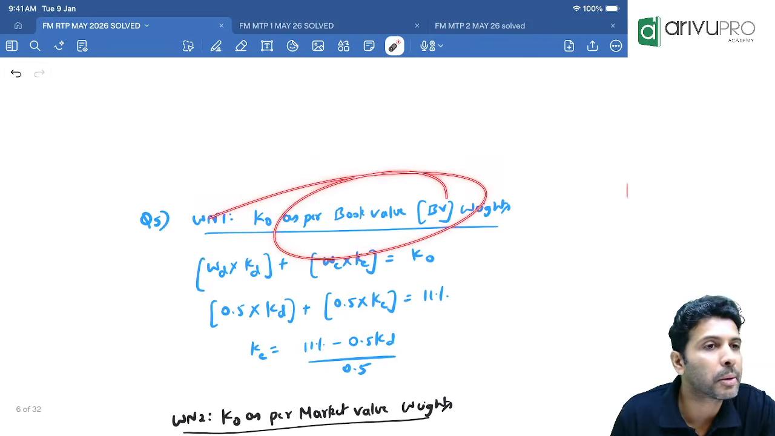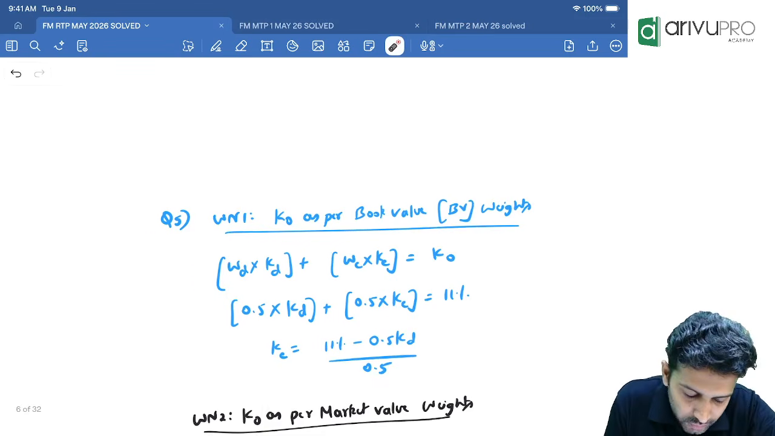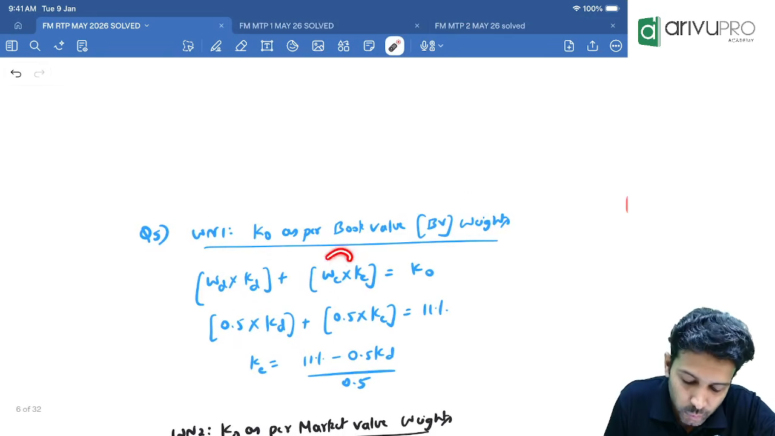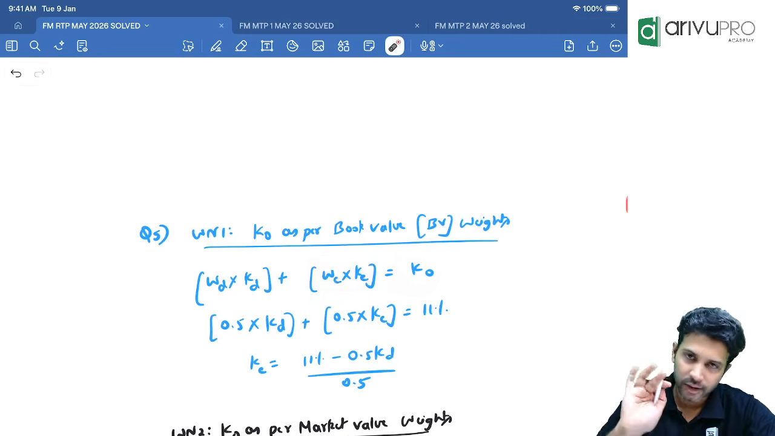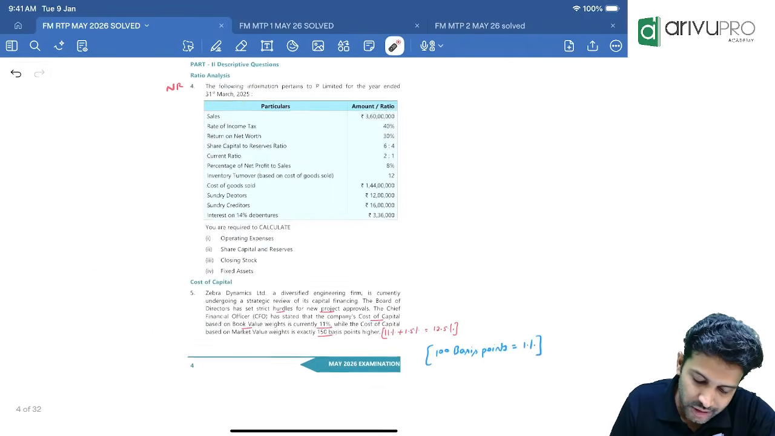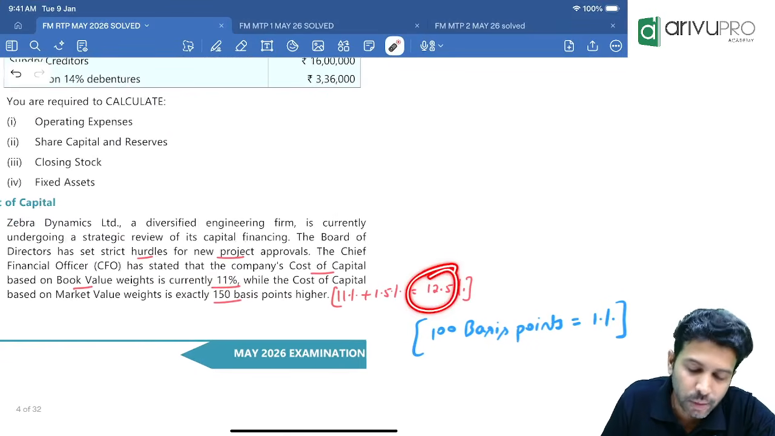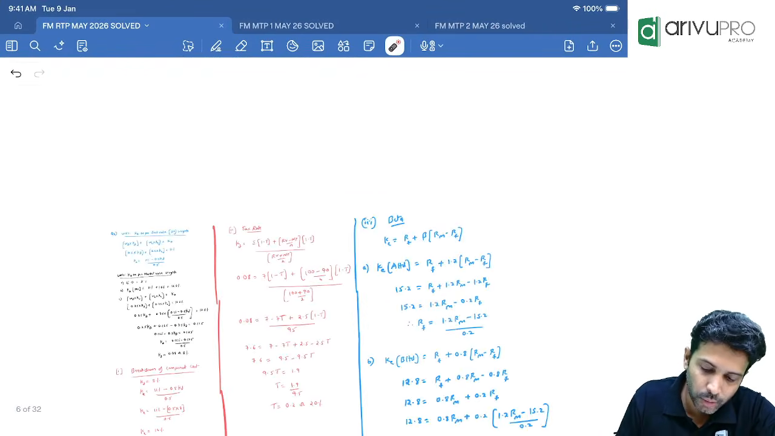First, KO as per book value. What is the simple formula for KO? Weight of debt into cost of debt plus weight of equity into cost of equity is equal to KO. First, what is the KO as per book value? What is the answer they gave? As per book value, the KO is 11, and as per market value, it is 12.5. So we are doing book value first.